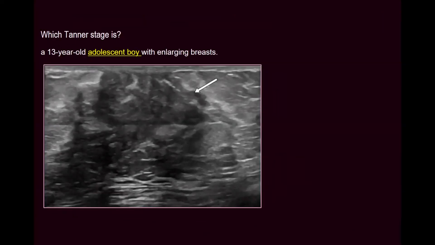And which Tanner stage is this one? 3. Is it normal or abnormal? Can we consider this as normal? I accept it simulates Tanner 3, but is it a Tanner 3? And why? Usually it will be symmetrical on both sides of the nipple, but now on the right side, it's more hypoechoic.